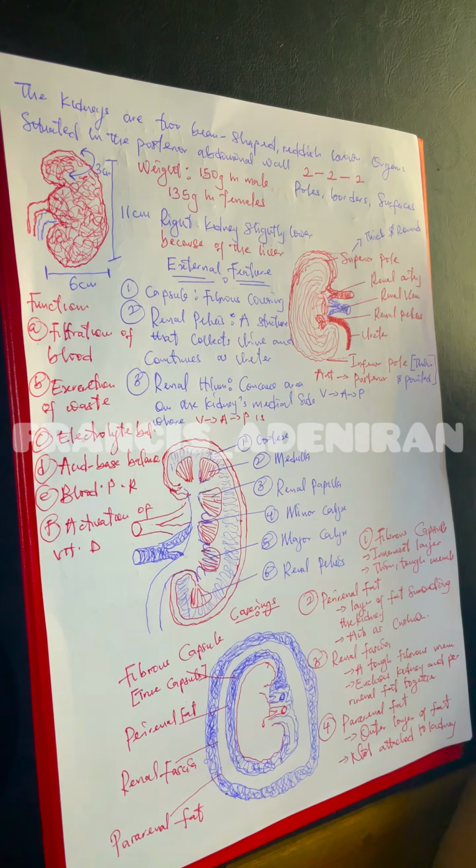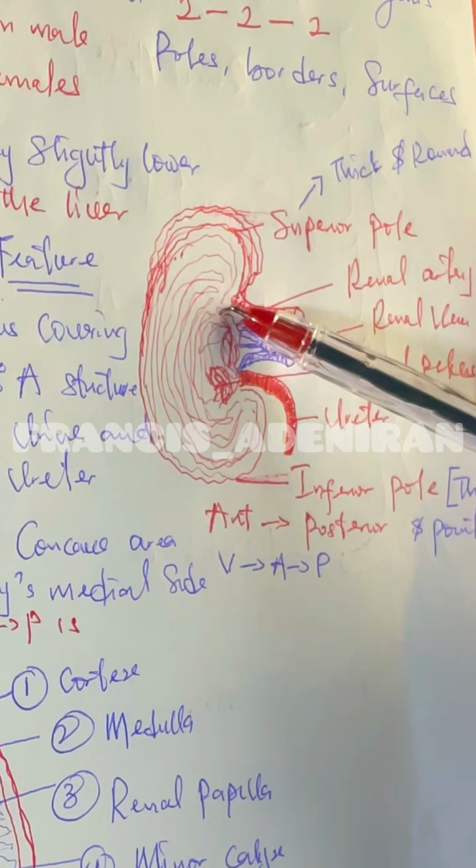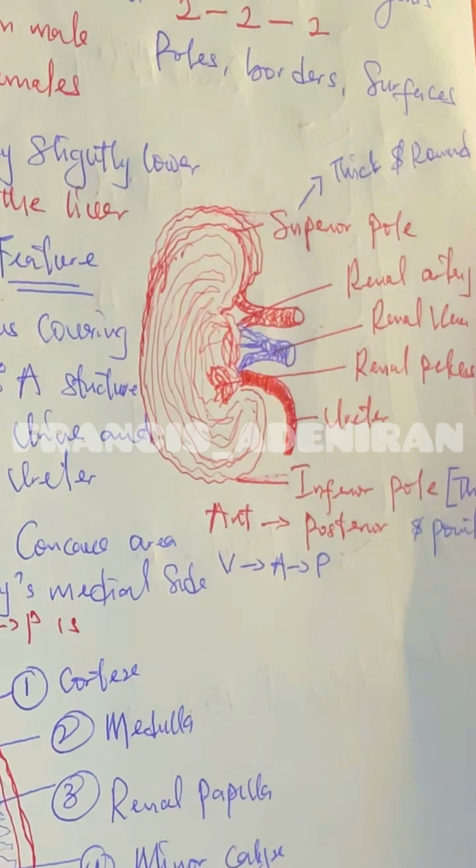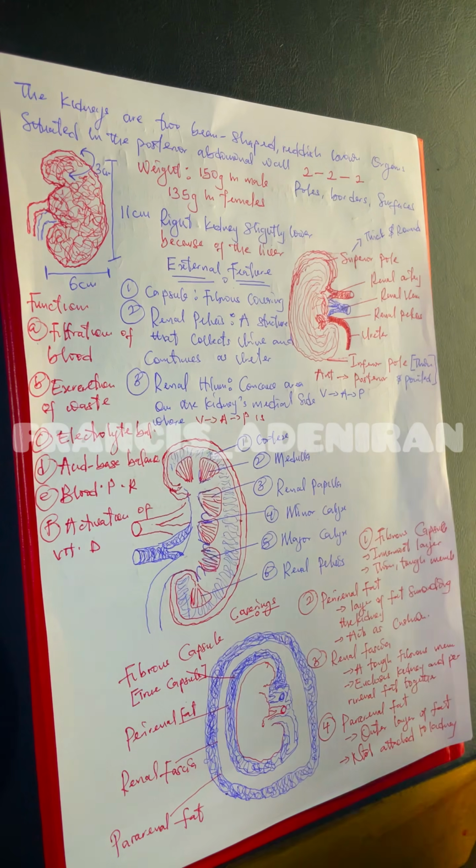They have two borders, the medial border and the lateral border. This is the medial border, and this medial border has what we call the hilum. So it has a medial border and a lateral border.